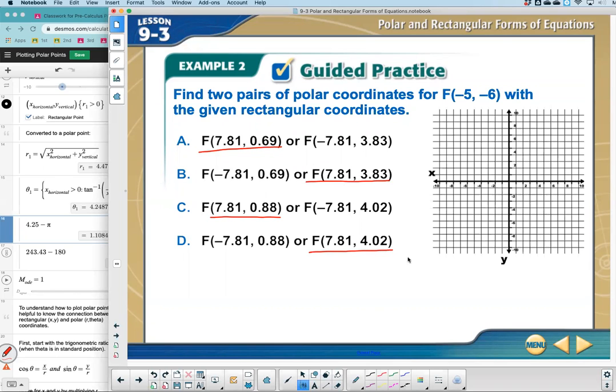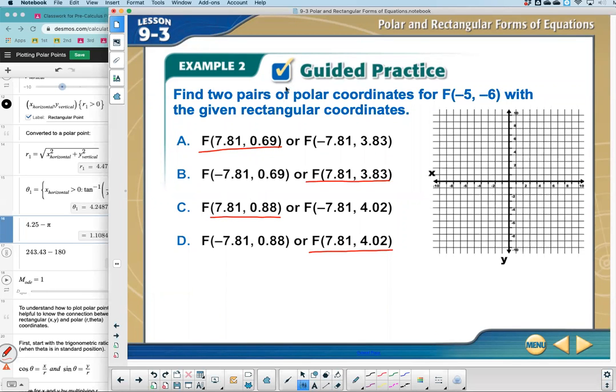Also, these do not have degree symbols. That means these answers are in radians. That's what I was mentioning a second ago. This is confusing because it doesn't say radians. This should have written on it that these are in radians.